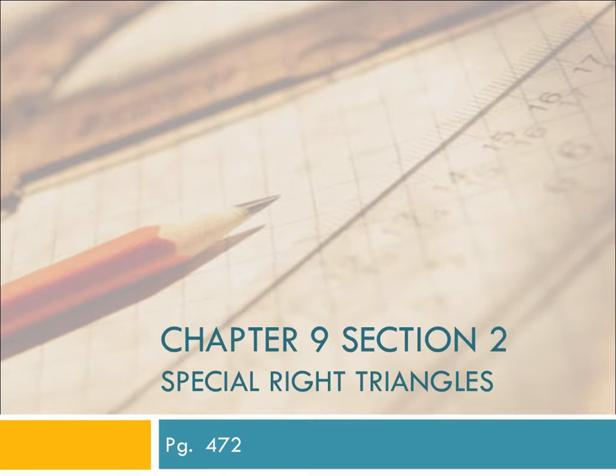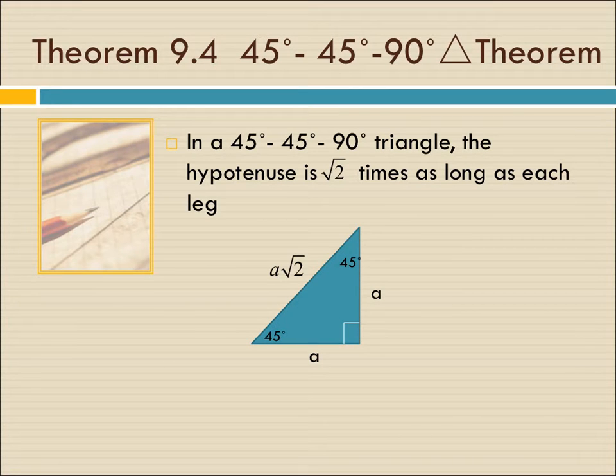So today we're going to cover section 2, and we're going to talk about special right triangles. There's 2 of them. The first one is called the 45-45-90 triangle theorem. And here it's telling us that in this triangle, the hypotenuse is going to be the square root 2 times as long as each of the legs. Now, if you notice here, this is actually an isosceles right triangle, if they ask you to name it.